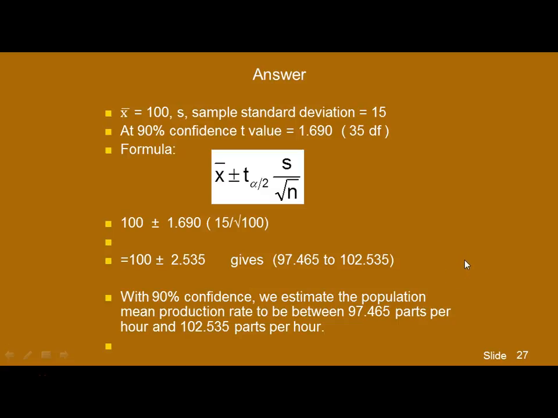Our interpretation: with 90% confidence, we estimate the population mean production rate is somewhere between 97.465 parts per hour and 102.535 parts per hour.